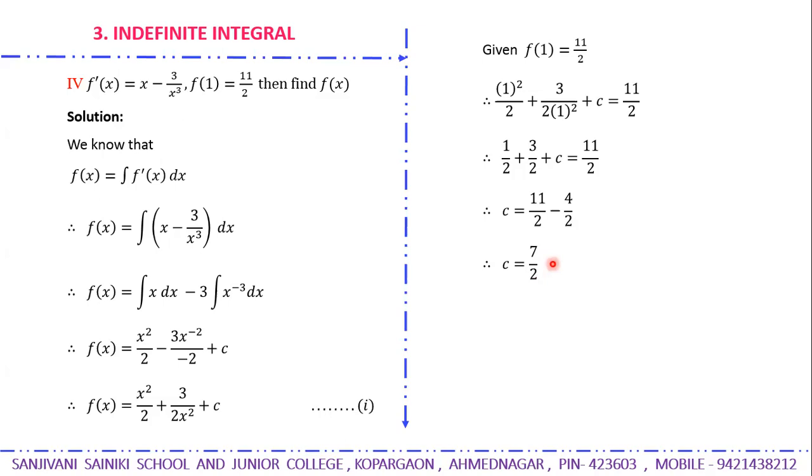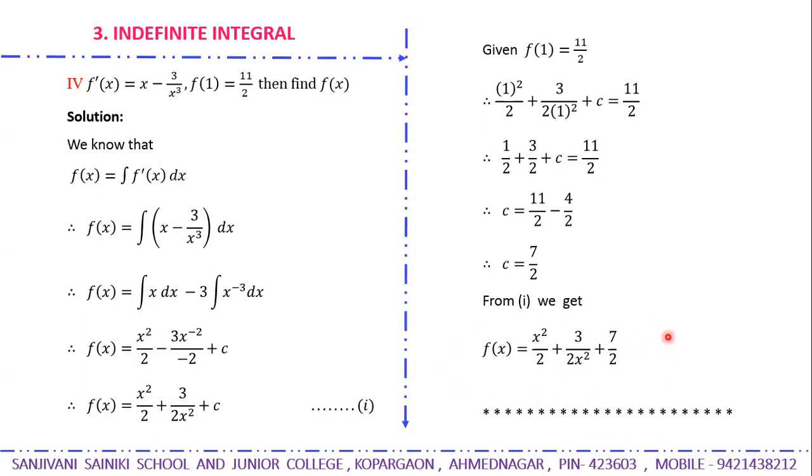So put that value in equation number 1. You get the function f of x equal to x square upon 2 plus 3 upon 2 x square plus 7 upon 2. This is the required function whose derivative is x minus 3 by x cube. So this is all about exercise 3.1. In the next lecture, we will start the methods of evaluating integrals. Okay, so we will stop here.